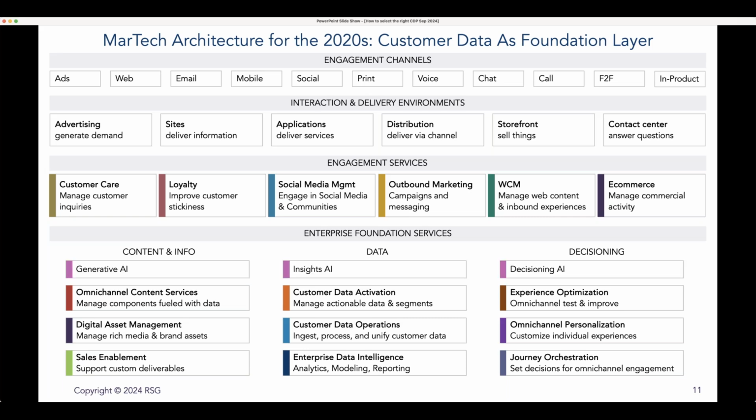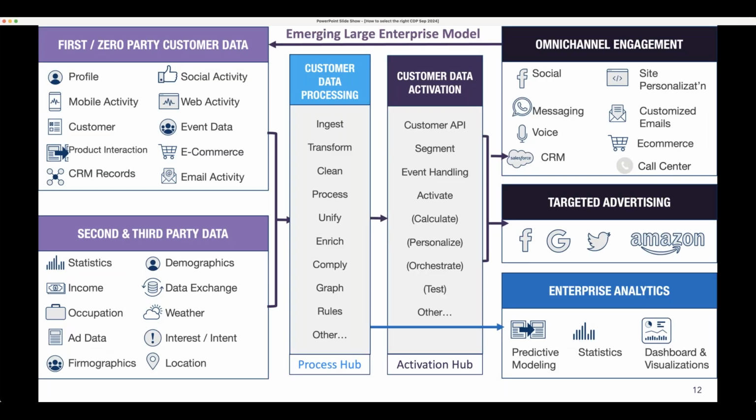And then of course, AI rides on top of all this, in particular insights and decisioning AI when it comes to CDPs. So this is the emerging large enterprise model where you separate customer data processing in more of a process hub. So this is blue on the left, and this is really a data ops function. And to the extent it's a data ops function, it probably makes sense for them to use their own platforms and systems to do this.